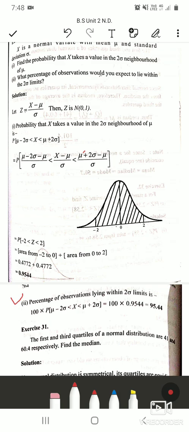The second sub-question they have asked is: what percentage of observations lie within the 2 sigma limits? To get the percentage, we have to multiply the obtained probability by 100. So it is 100 into 0.9544, which is 95.44%. So this much percent of observations will be within 2 sigma limits.